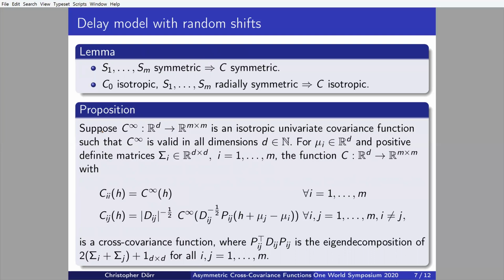So if we have an isotropic univariate covariance function that is valid in all dimensions, and if we have some vectors and positive definite matrices, we get a valid cross-covariance model where on the secondary diagonals we have the joint possibility of shifting, rotating, and rescaling with the respective matrices for rotation and scaling stemming from eigendecomposition with regard to the given positive definite matrices.